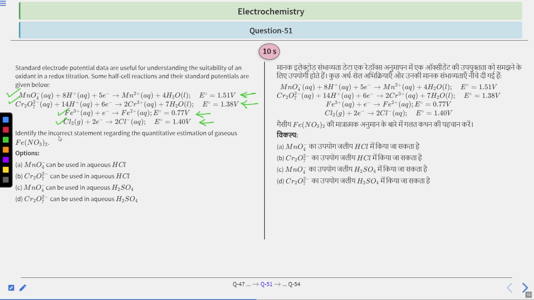We have to identify the incorrect statement regarding the quantitative estimation of aqueous Fe(NO3)2 from the options. The options are: MnO4⁻ can be used in aqueous HCl; Cr2O7²⁻ can be used in aqueous HCl; MnO4⁻ can be used in aqueous H2SO4; or Cr2O7²⁻ can be used in aqueous H2SO4. You have to choose the incorrect statement. So you have 10 seconds to solve this question. After that, we will see the correct answer.